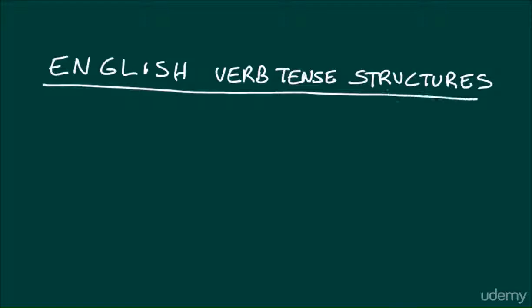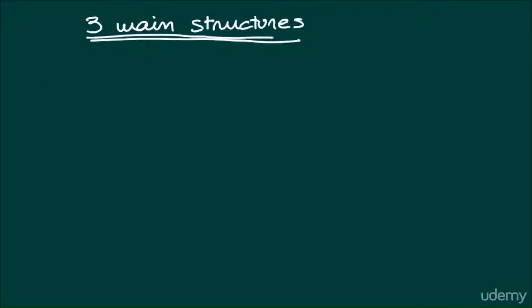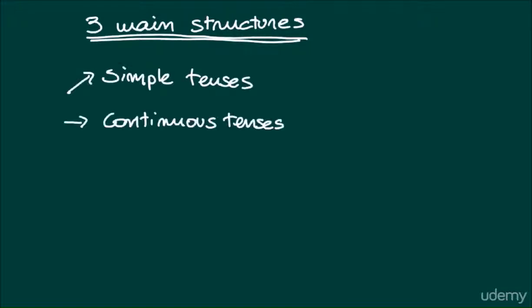English verb tense structures. This video is a summary of the English verb tenses. It's probably the most important lesson, or one of the most important lessons, to learn. So please pay attention and replay this video as many times as you need. In English, there are three main structures: the simple tenses, the continuous tenses, and the perfect tenses.